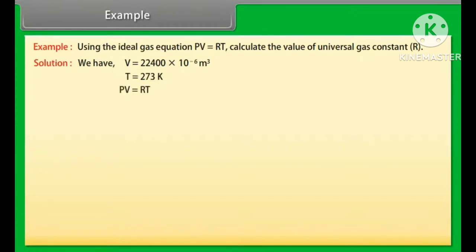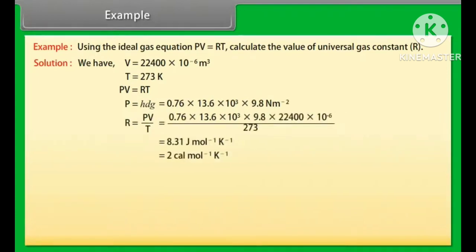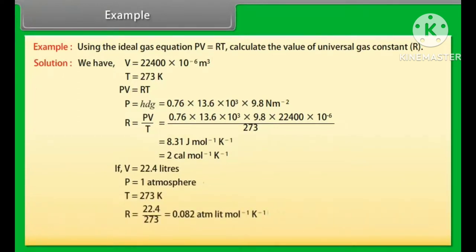PV equals RT. P equals hdg. Now, we calculate the value of R by putting the values. R equals PV by T equals 2 calorie per mole per Kelvin. If V equals 22.4 liters, P equals 1 atmosphere, T equals 273 Kelvin, R equals 0.082 atm liter per mole per Kelvin. Hence, the value of universal gas constant is 0.082 atm liter per mole per Kelvin.